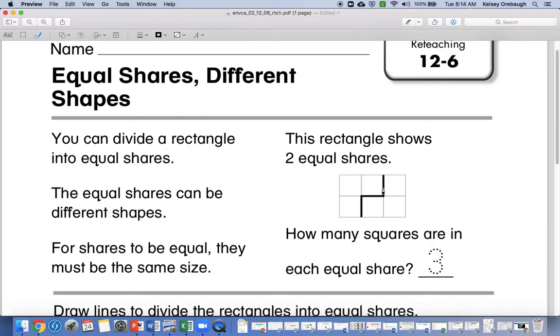This rectangle shows 2 equal shares, okay? So we can see that this rectangle has been split up into 2 equal shares with how many squares in each share? 1, 2, 3. 1, 2, 3. 3 squares in each equal share. They are equal because they are the same size and there are the same number of squares in each of them. Do we see that?